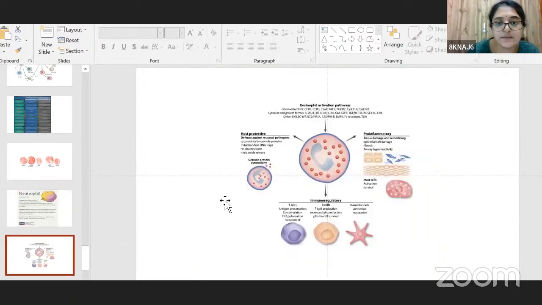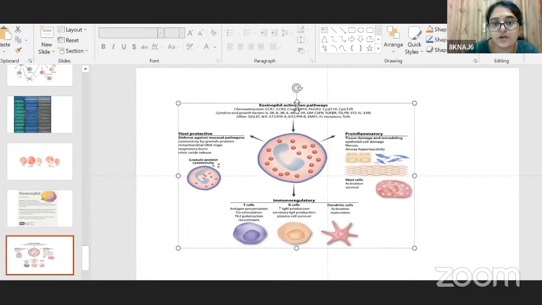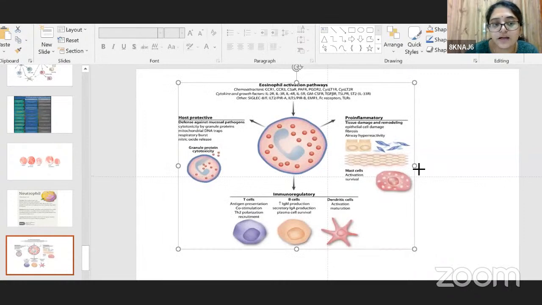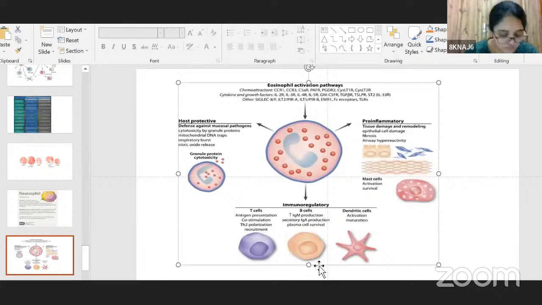The next is eosinophils. Are you able to see this picture? Let me enlarge it. You have quite a number of pathways that activate the eosinophils. So eosinophils are bilobed. They have a granulated cytoplasm which stains with an acidic dye known as eosin red, because of which these are known as eosinophils.